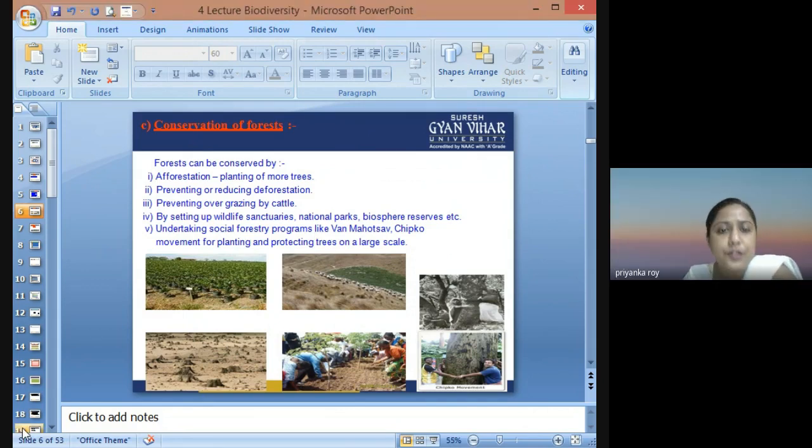Okay, so forest can be conserved by afforestation, preventing and reducing deforestation activities and overgrazing of cattle, by setting up wildlife sanctuaries and national parks, and protecting biodiversity. These are the techniques of conserving forests. Movements like Van Mahotsav and Chipko movement have helped preserve forest areas. There was a case study in the United States of America.